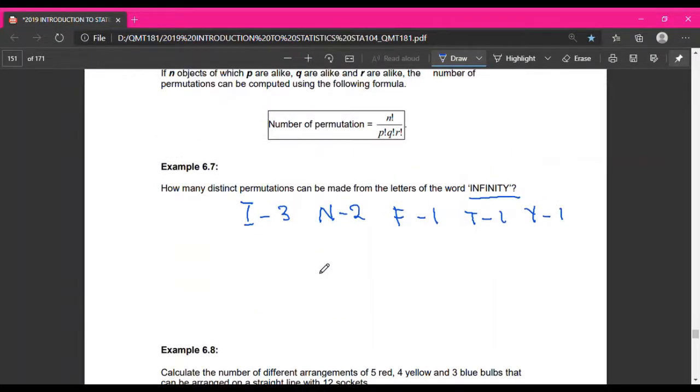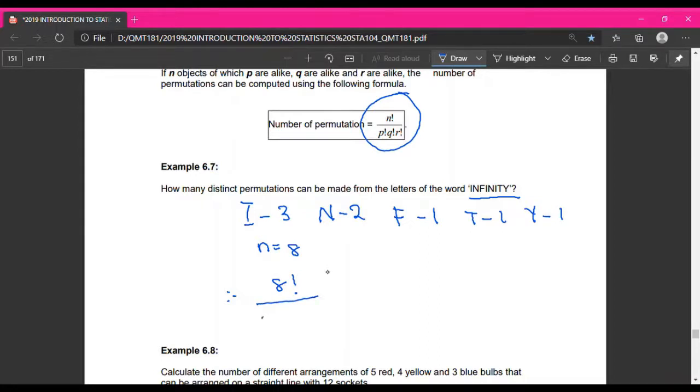I ada 3 kali. N ada 2 kali. So, kena gunakan this formula nak kira number of permutation. So, dekat sini N-nya adalah number of item semua sekali. Infinity ni berapa? 8. Kan? Semua sekali 8. So, the number of permutation will be 8 factorial divide dengan I repeat 3 kali.